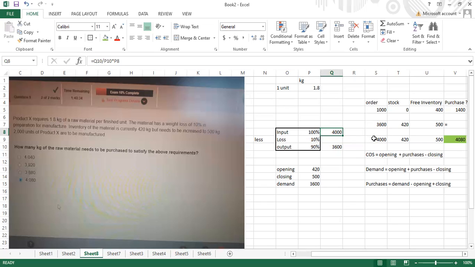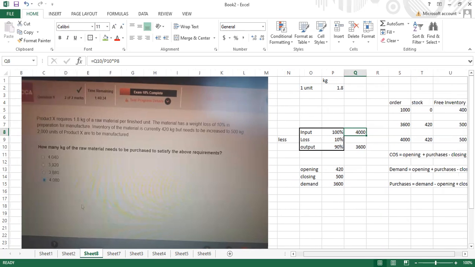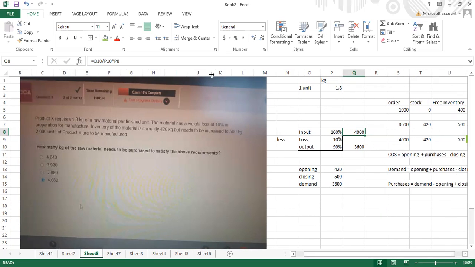Then 400, I just deducted this 420 and then added 500, and I got the right answer. It just needs practice. When you try to solve this question, you can try again on your own this or a similar kind of question, one, two, three times, and you will get the idea. And it's quite easy, not at all difficult, I say.